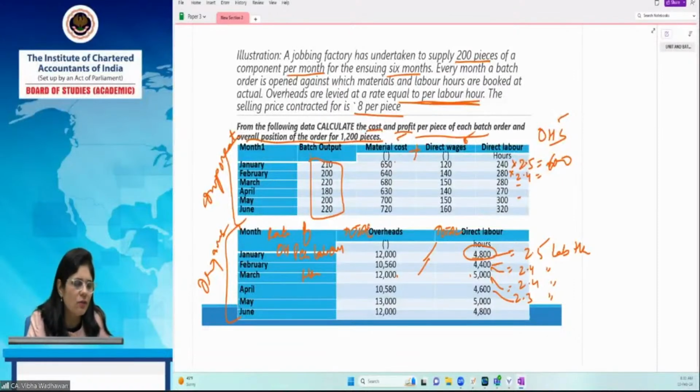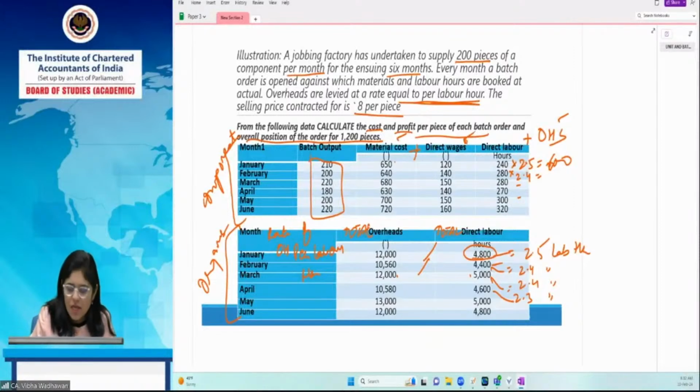So calculate the overheads. Okay, it's 2.5. I've corrected it. It's 2.5 for January, 2.4 for February and so on. So calculate the overheads also, and then you will have to add the overheads also. So material plus wages plus overheads.